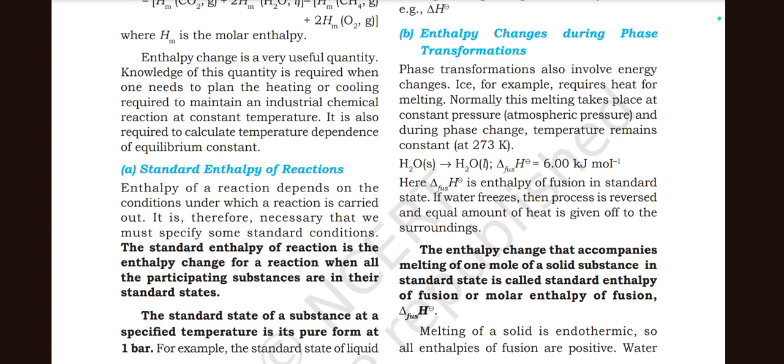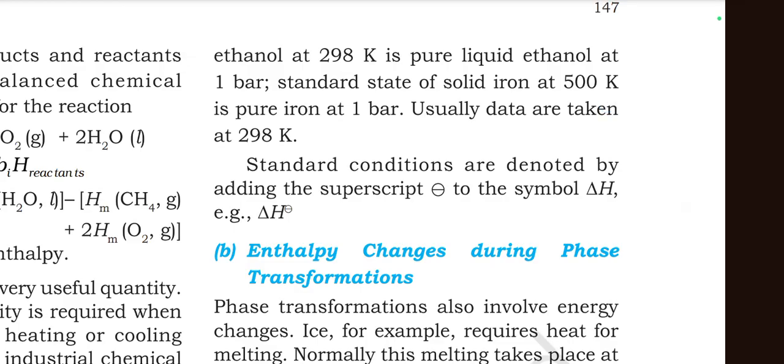For example, the standard state of liquid ethanol at 298 Kelvin is pure liquid ethanol at 1 bar. The standard state of solid iron at 500 Kelvin is pure iron at 1 bar. Usually, data are taken at 298 Kelvin. Standard conditions are denoted by adding the superscript degree to the symbol delta H.